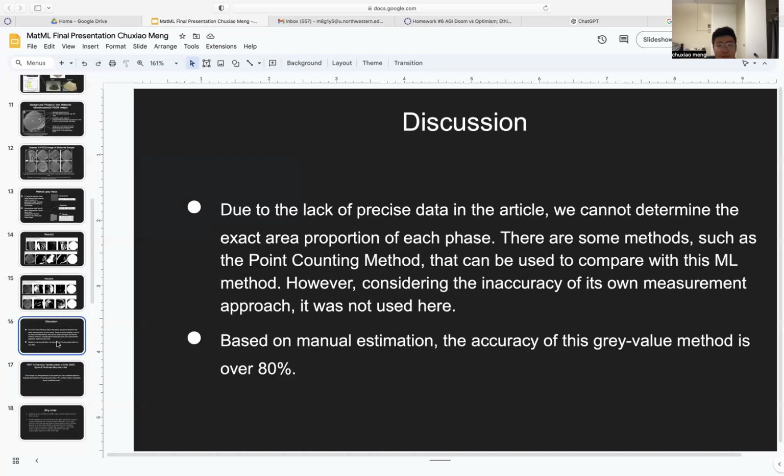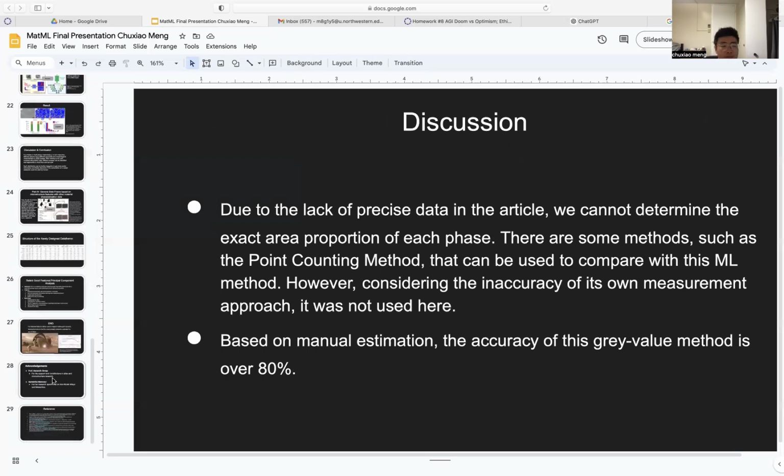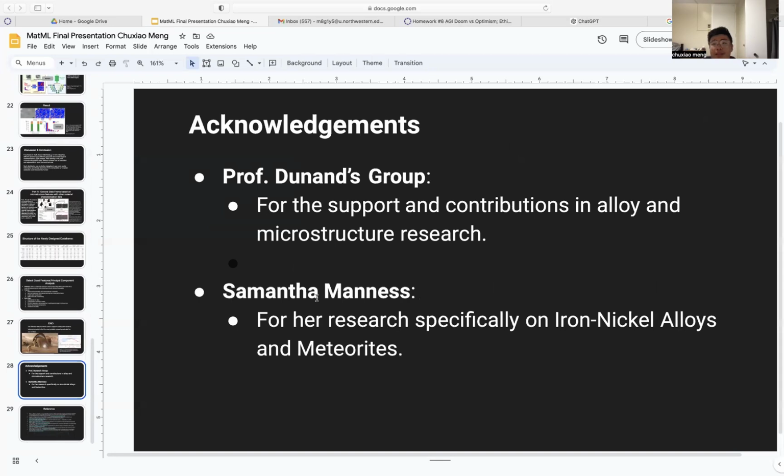I will temporarily stop here because of the time limit of the final project. For this project, I want to appreciate Professor Donat's group for the research in alloys and metal structure, and also my mentor, Samantha Manners, for her research specifically on iron-nickel alloys and meteorites.